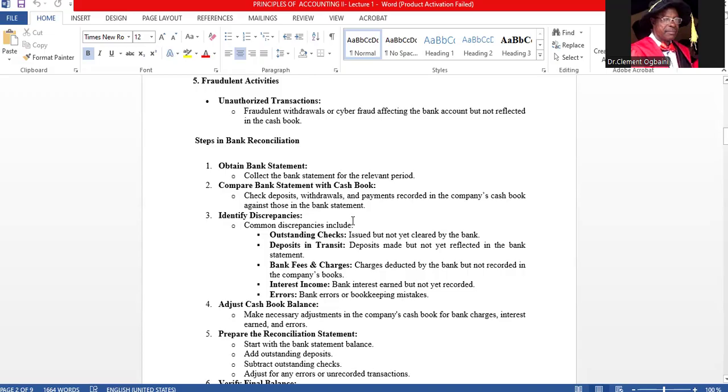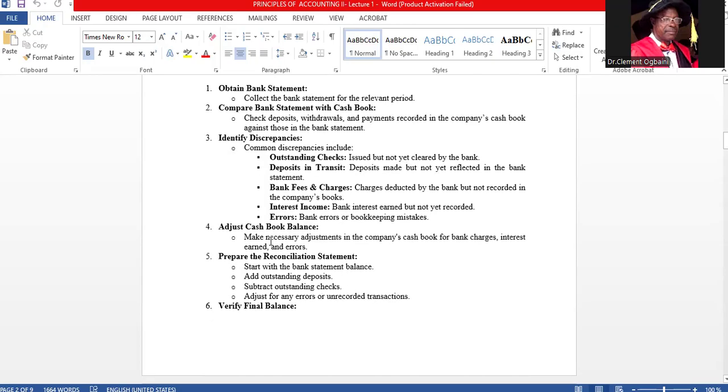The ones that did not appear in your cash book, you also mark them for investigation. So the next thing is to compare the cash book and the bank statement. Now, once you have seen the areas where there are discrepancies, you now carry out further investigation.